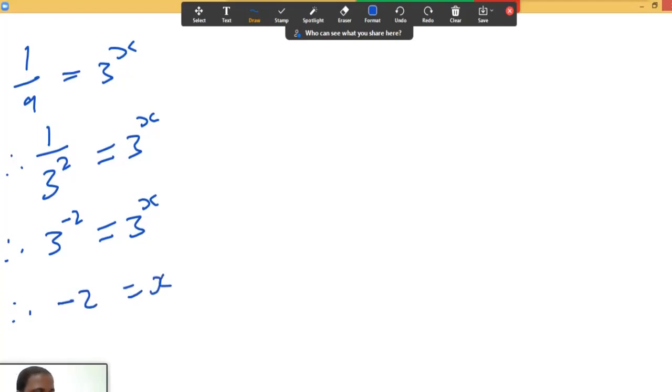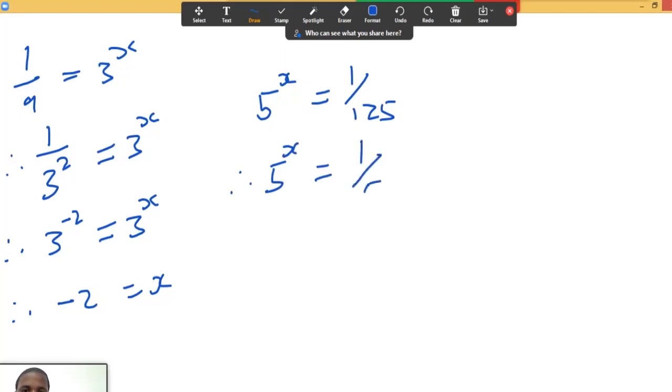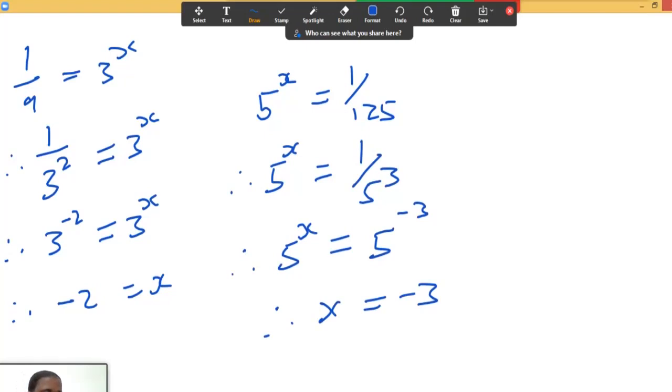Maybe let's look at something more similar to this. That is 5 to the power x is equal to 1 over 125. We know that 5 to the power x is equal to 1 over 5 cubed, and then 5 to the power x is equal to 5 to the power minus 3, meaning that our x is equal to minus 3.